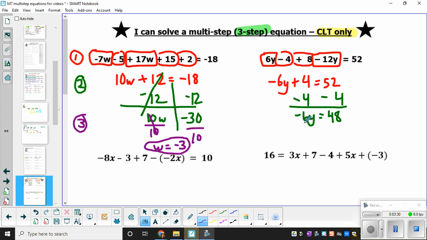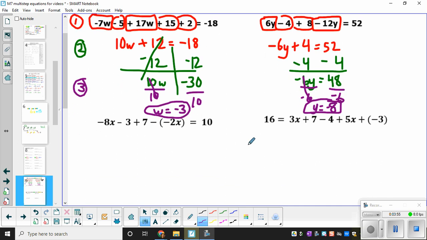And now we're going to divide both sides by the coefficient. So I'm going to divide here by a negative 6. And the y here is going to equal negative 8, because 48 divided by negative 6 is negative 8. I'm sorry, that looks a little weird. Let me erase that and make that a better 8 for y'all. Okay, so again, 3 simple steps. Negative 8.